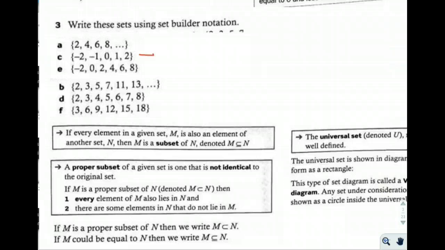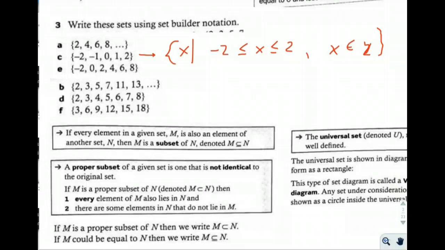For example, let's take this one. Okay, so this would be the set of all numbers x such that, and it looks like they're integers, so we'll say x is an integer. And not only are they integers, but they are also between -2 and 2. So we could also say -2 is less than x is less than 2, right? So these are the two conditions for this one: x is between -2 and 2, and x is an integer.